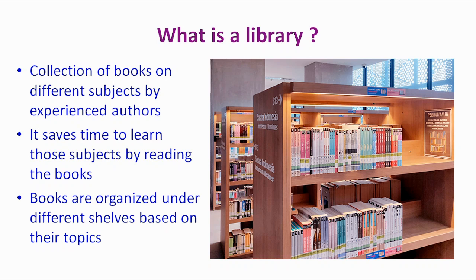In libraries, books are generally organized into different shelves as per the topic or subject they belong to. For example, all the data structure books are on one shelf and all the programming in C books are on another shelf. This makes it convenient to search and locate a required book.